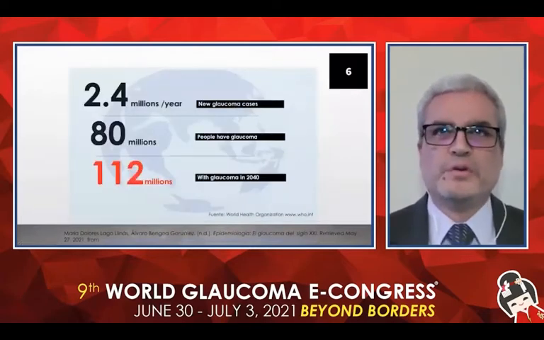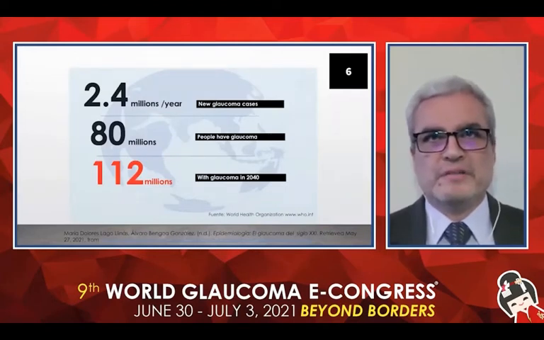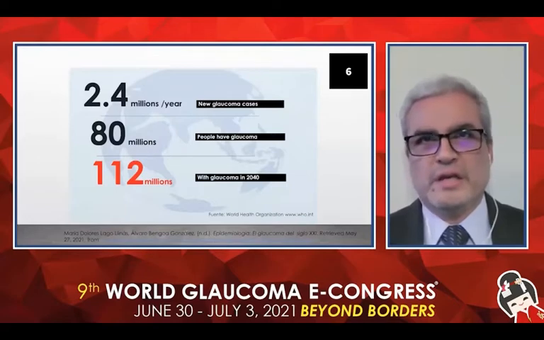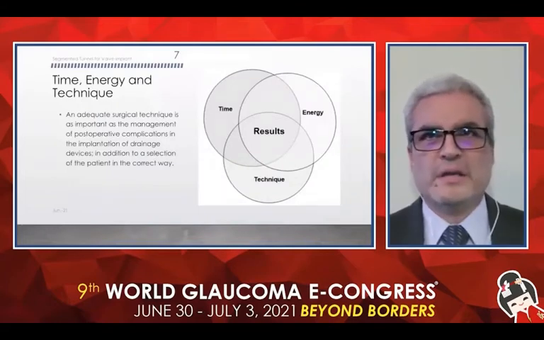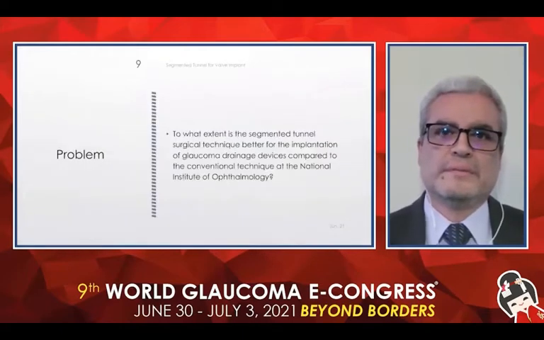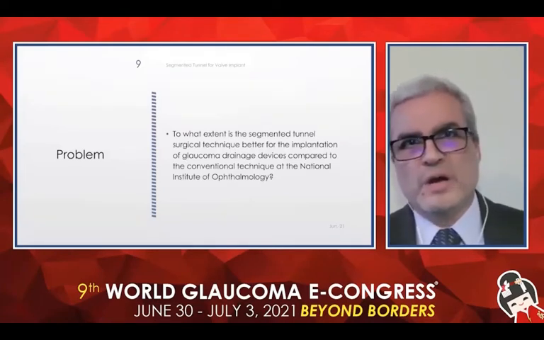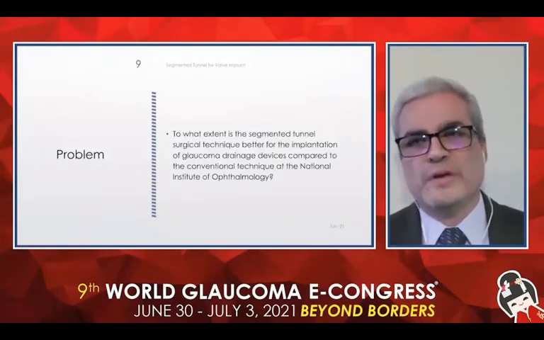We have 2.4 million new cases of glaucoma per year. The current prevalence is 80 million people with glaucoma, and these figures will increase to 112 million in 2040. We see here the importance of not only making the procedure easier, but also having better results. So, we pose a problem comparing two surgical techniques, the conventional one usually used and the segmented tunnel technique, to know which one is better.